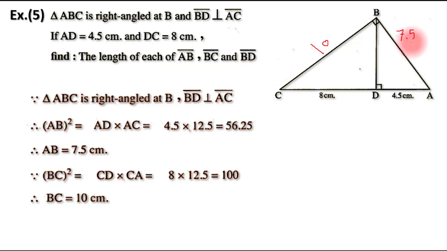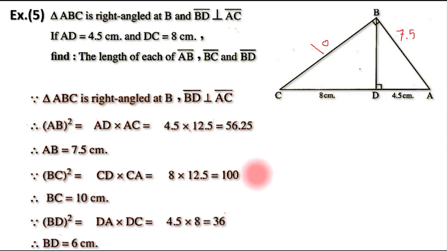And the length of BD power 2 will equal DA times DC, which equals 4.5 times 8, which equals 36. Then the length of BD equals 6 centimeters.